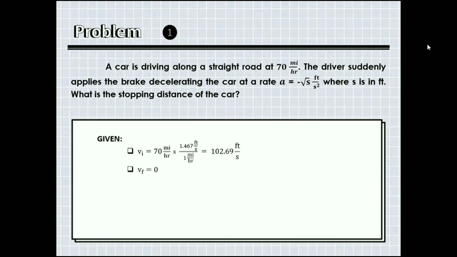It is because the implication of finding the stopping distance is that the final velocity of the car is 0. And acceleration is equal to negative square root of s feet per second squared. A negative sign indicates the deceleration of the car. The required value for this problem is the stopping distance of the car or the final position of the car.